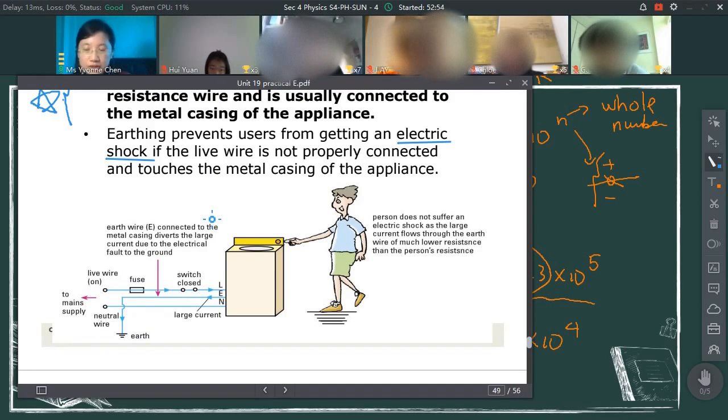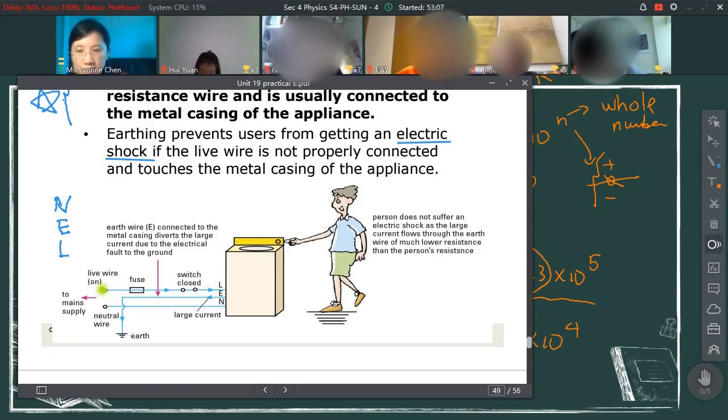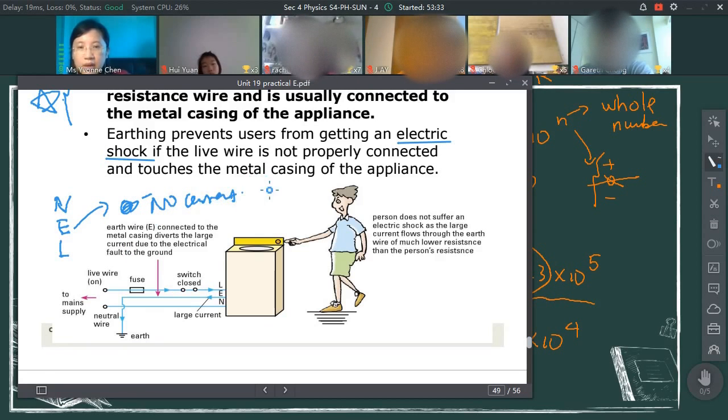So we look at the connection one more time. That's three wires, NEL, right? The earth wire is connected to the metal casing. The live wire is where the current flows into the appliance, then comes out from the neutral wire. After the live wire, you have the fuse, then the switch, then the appliance, then it comes out to the neutral wire. Normally, there's no current in the earth wire. But when there's a problem in the connection, there will be current in the earth wire.